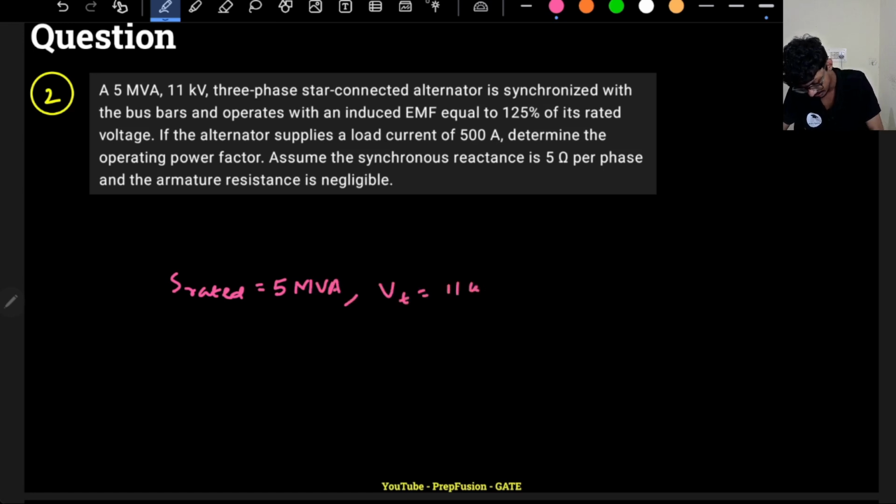11 kilovolt. It is star connected. If nothing is mentioned, by default you will assume star. If it is star connected, your per phase voltage will be what? Per phase will be 11 kilovolt divided by root 3.